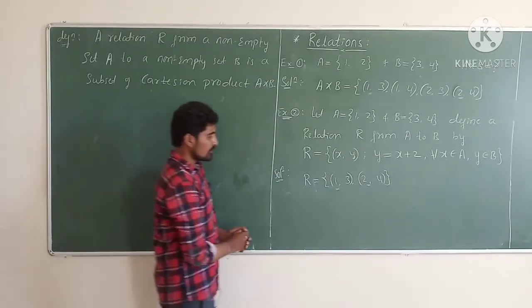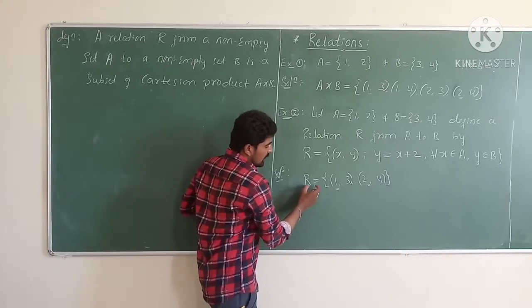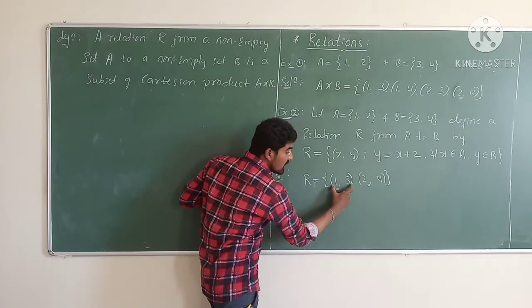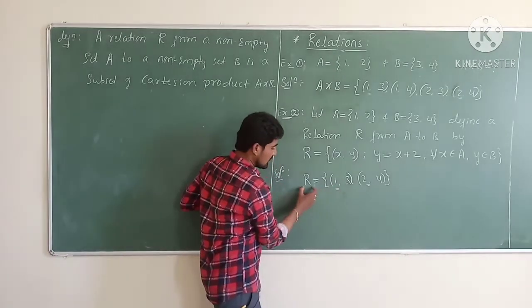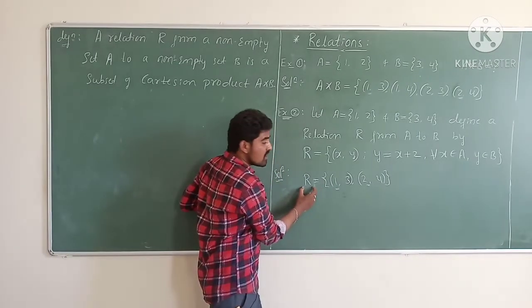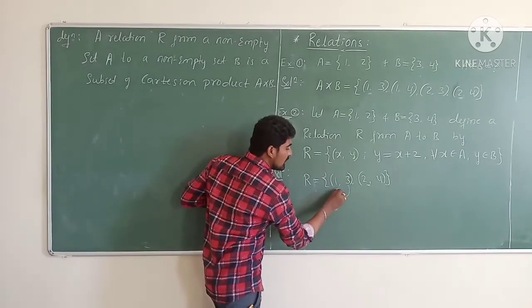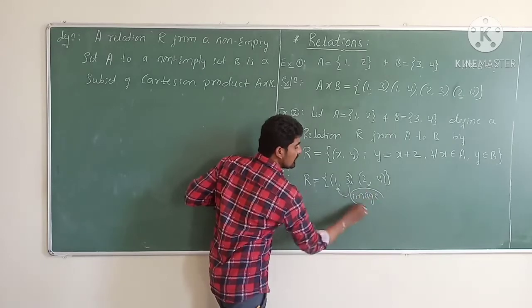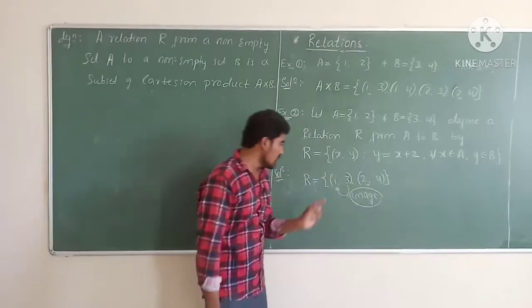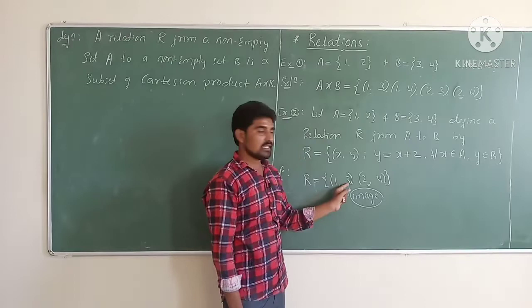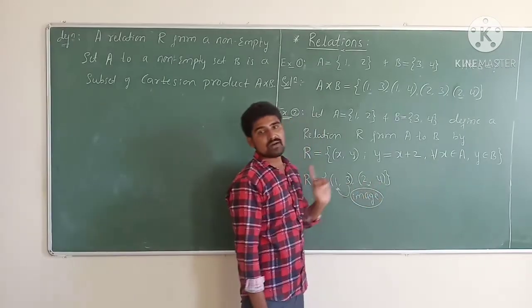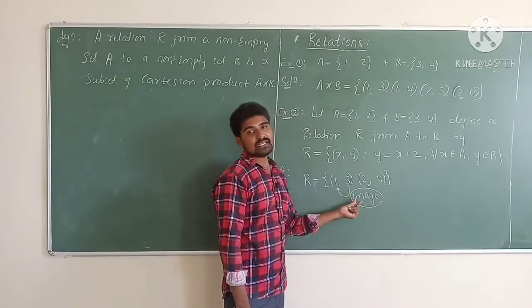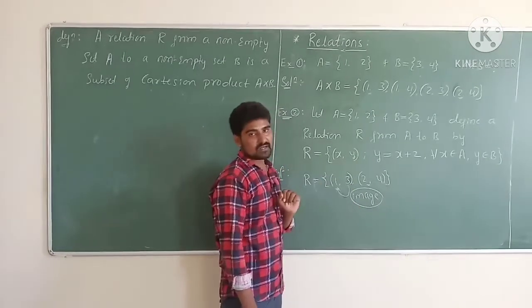Now, the second element of the ordered pairs used in the relation is called the image of the first element. Hence, the image of 1 is 3, the image of 2 is 4. Second elements of the ordered pairs are the images of the first elements of the ordered pairs.